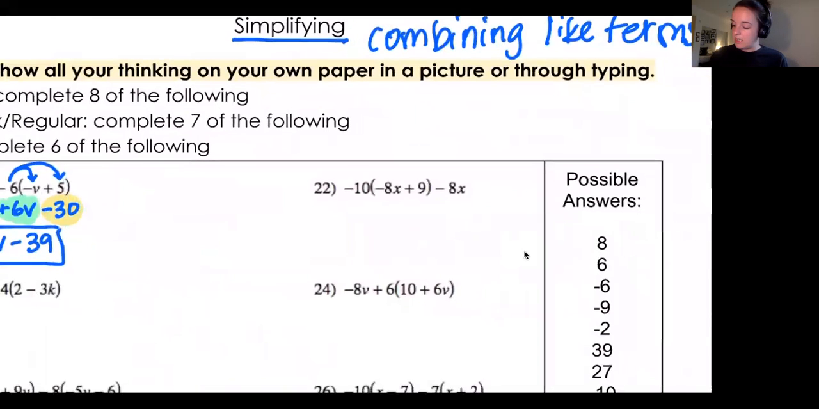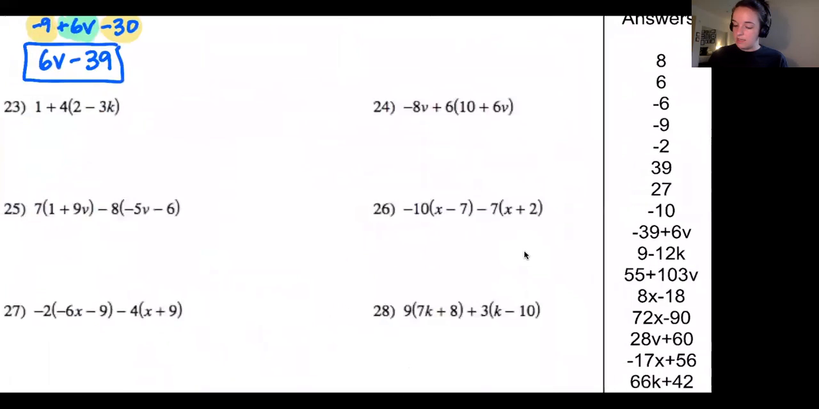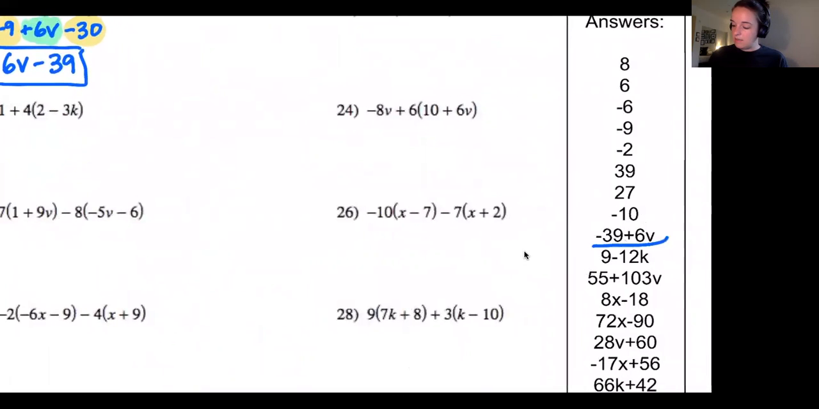I'm going to look in the answer key and I see 6v minus 39. Notice it's written in the opposite direction. That is okay. As long as the 6v is positive and the 39 is negative, it doesn't matter what order they're in. So I know that that is the correct answer.